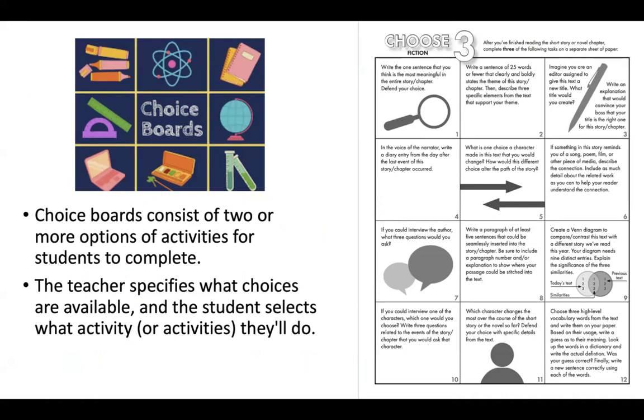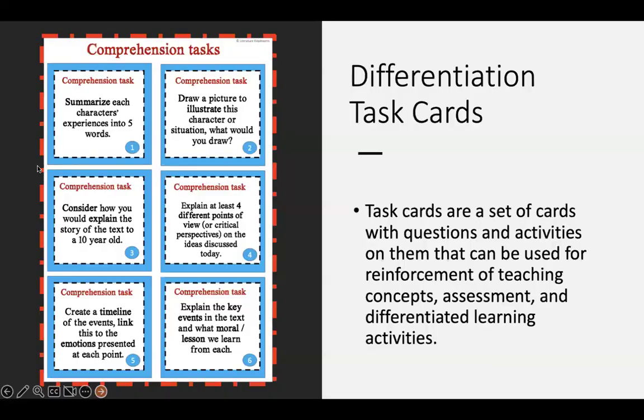So for example, this one, which is from Teachers Pay Teachers, it just says choose 3. After you finish reading the short story or the novel chapter, complete 3 of the following tasks on a separate sheet of paper. So what this does is that it gives the student the choice. This is a fantastic way to differentiate. You can find things like this for free on Teachers Pay Teachers.